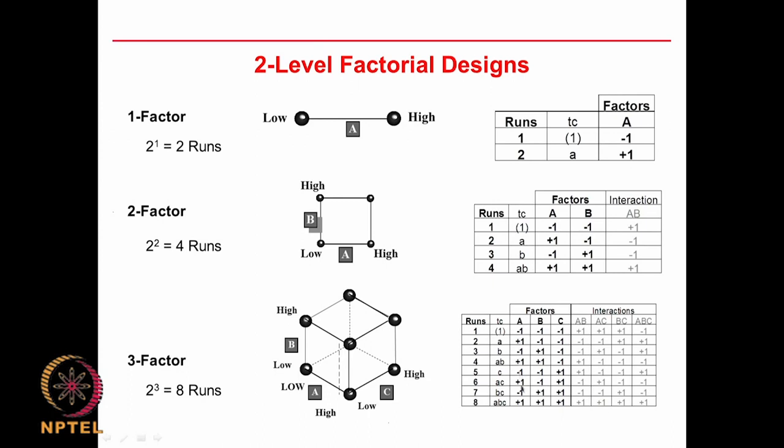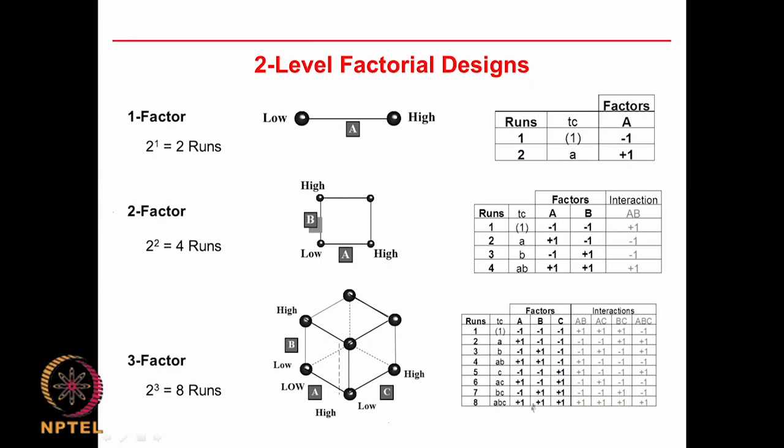Look at this, if you look at column A, you will have 4 pluses, 1, 2, 3, 4, you will have 4 minuses. Look at column B, you will have 4 pluses, 4 minuses. Look at column C, you will have 4 pluses, 4 minuses. So, it is very well balanced. This is called a balanced design.